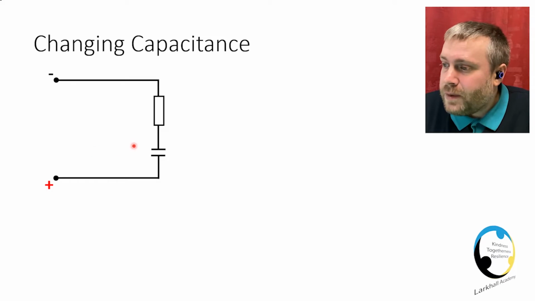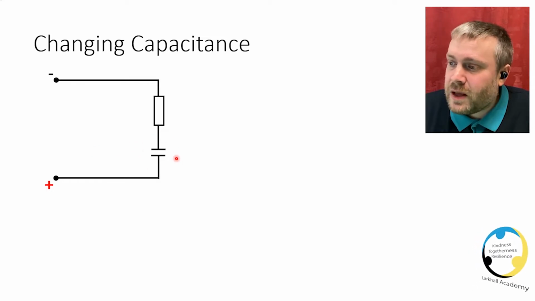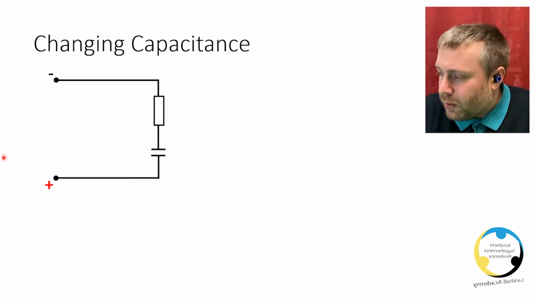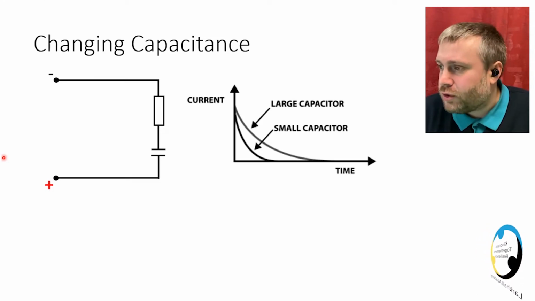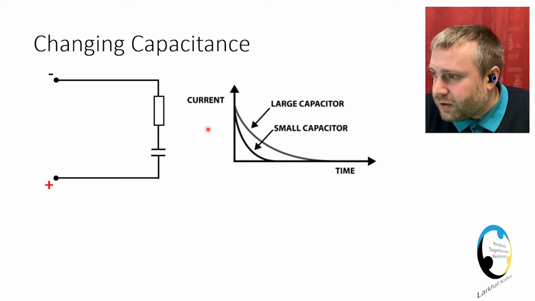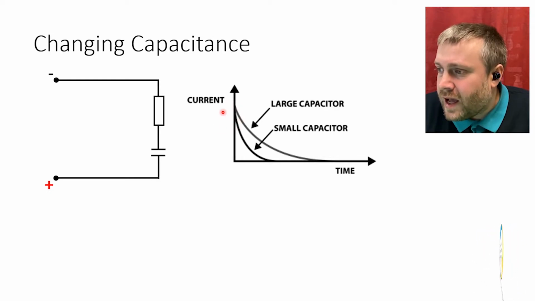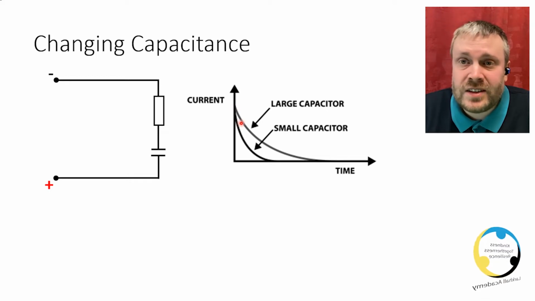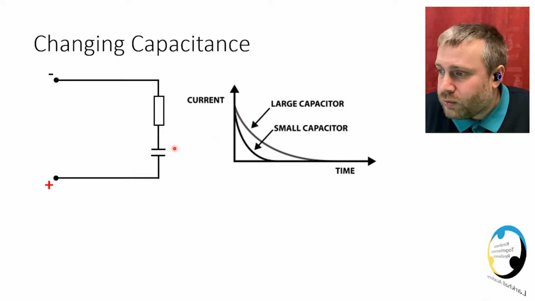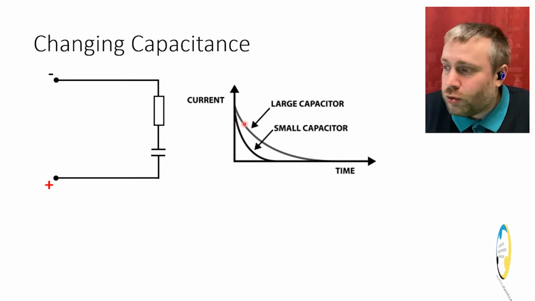So what happens if we change the capacitance here, that value for C of this capacitor? I'm going to show you a graph which will show you what happens to our charging time. The first important point is that at the very start you'll notice the initial current is exactly the same. If you have a small capacitor or a large capacitor, the initial current will always be the same. The initial current's not going to change.